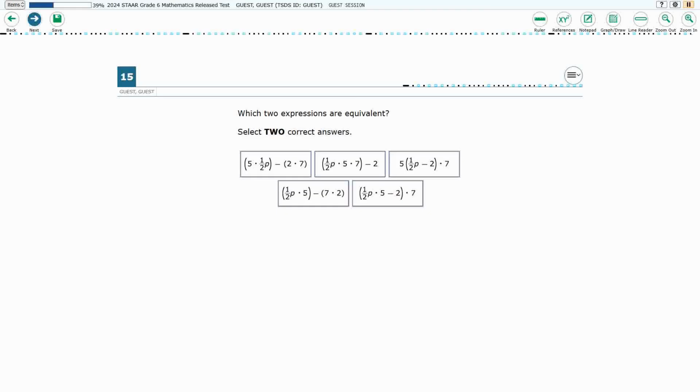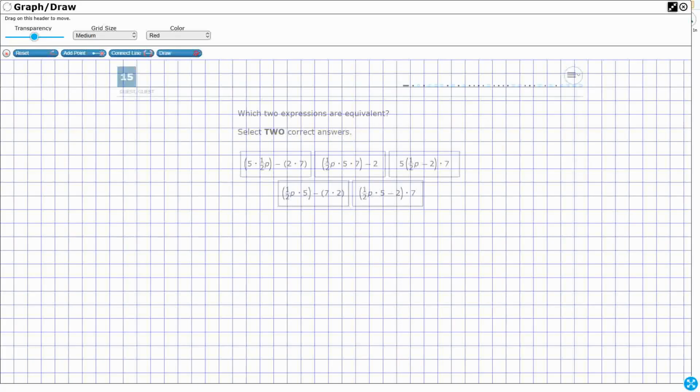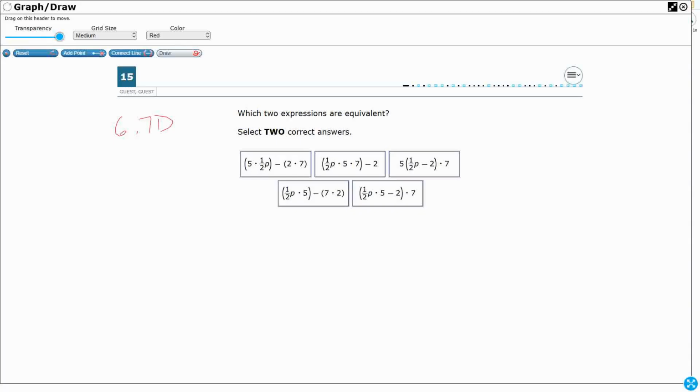Number 15, we need to find 2 expressions that are equivalent. As you can see, this is a hotspot, so we just need to select 2 items. This is standard 6.7D. We're looking at the properties of operations. 1 point, because we either find the 2 that match or we don't. And so you notice we're not necessarily simplifying here, okay? What we're doing is we're trying to find 2 that match.